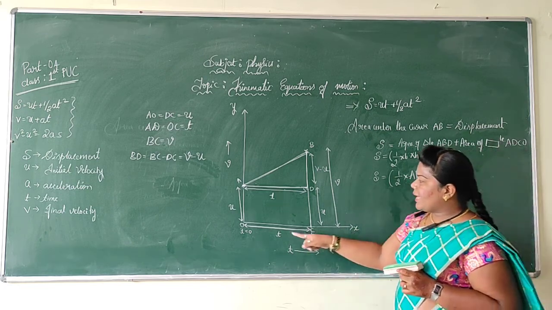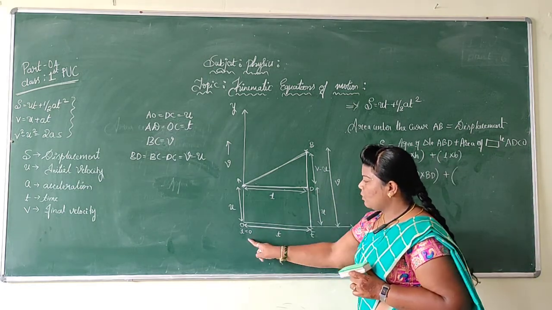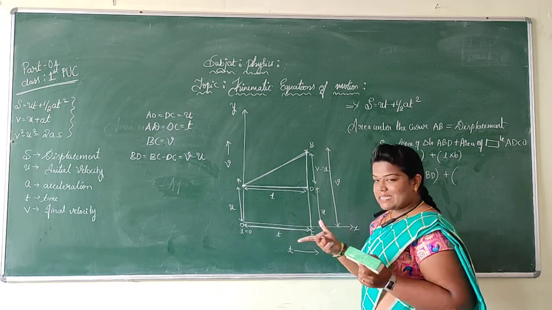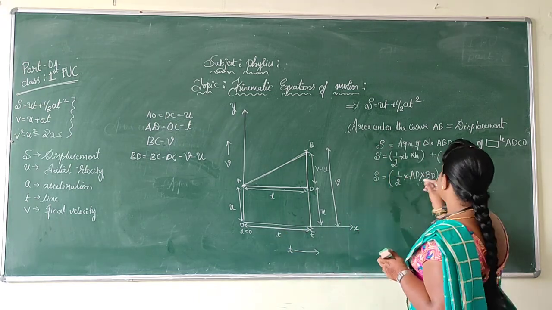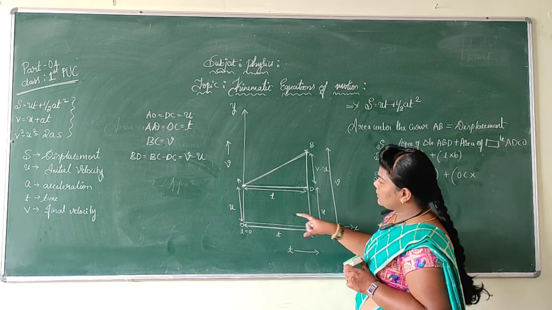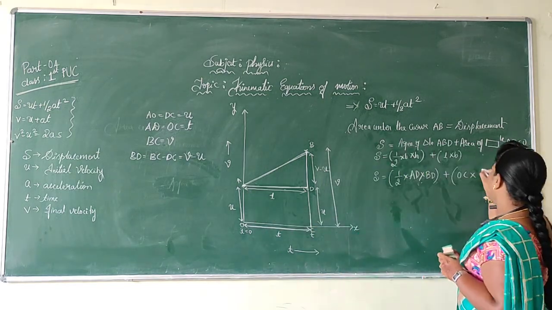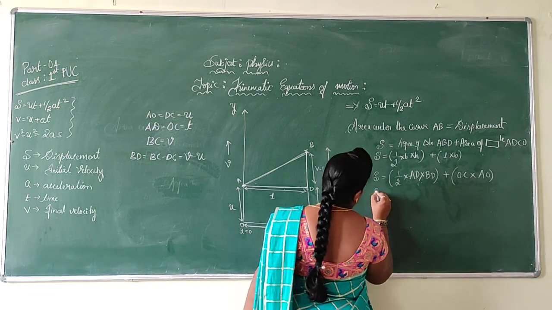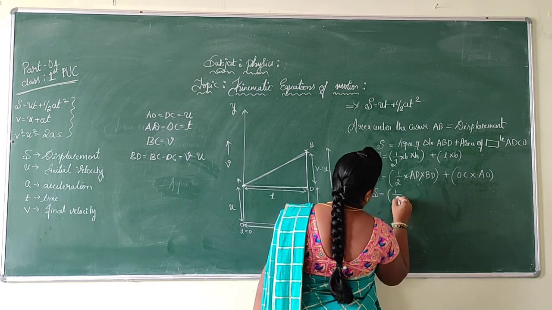Length and breadth in rectangle ADCO. AD is the length, or OC is the length. You can construct anything. So I am just writing OC is the length into the breadth, which is taken as AO. Right? Now, S is equal to half into.